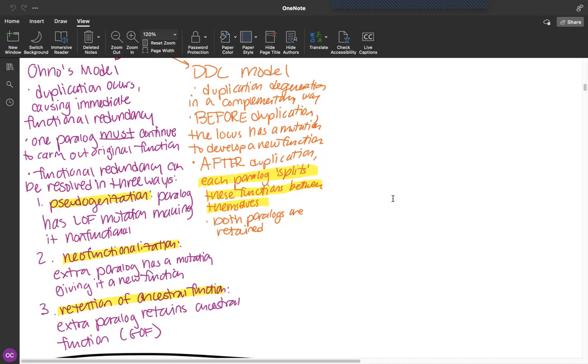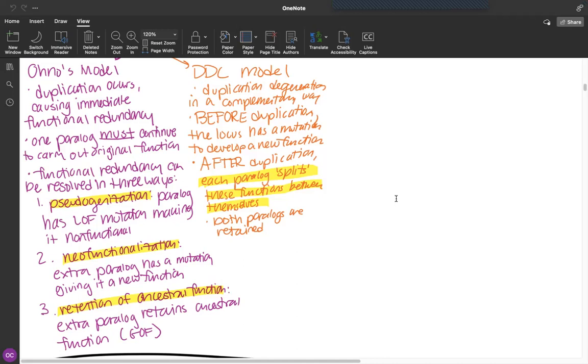So functional redundancy here can be resolved in three ways. We can have a retention of ancestral function, we can have a gain of function mutation, or we can have a loss of function mutation. And those are pretty distinct. So the loss of function mutation occurring is called pseudogenization. This is where the extra paralog has a loss of function mutation, making it non-functional.